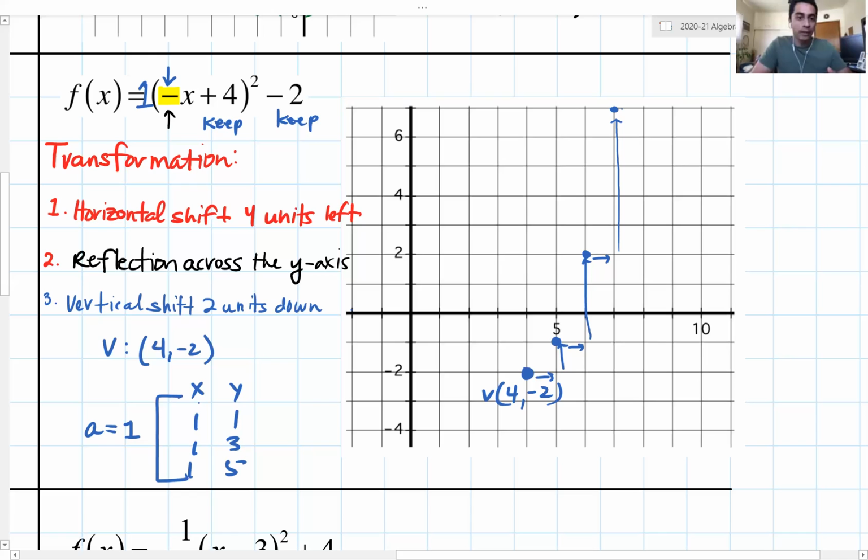Okay, and then we go do the same pattern, but on the left side. So 1 left, whoops, don't want to put the point there yet. 1 left, 1 up, 1 left, 3 up, 1 left, 5 up. Okay, and there are my points, and I can go ahead and now graph the curve.